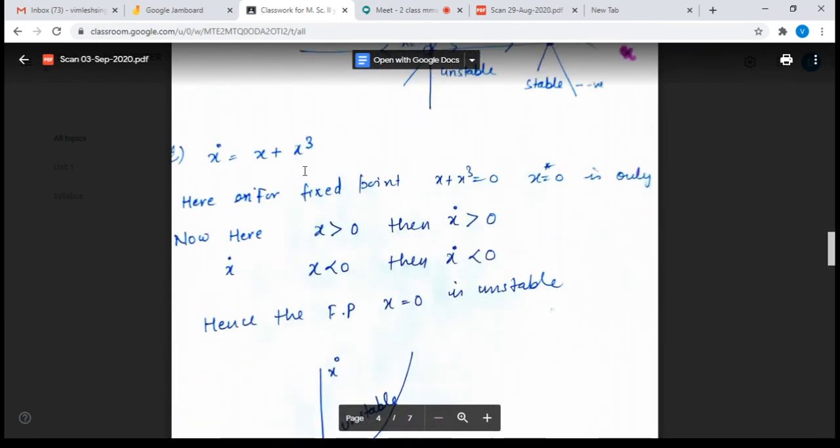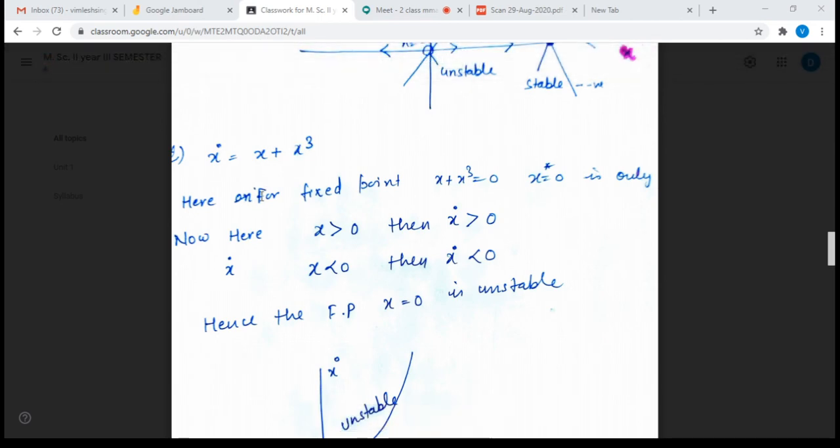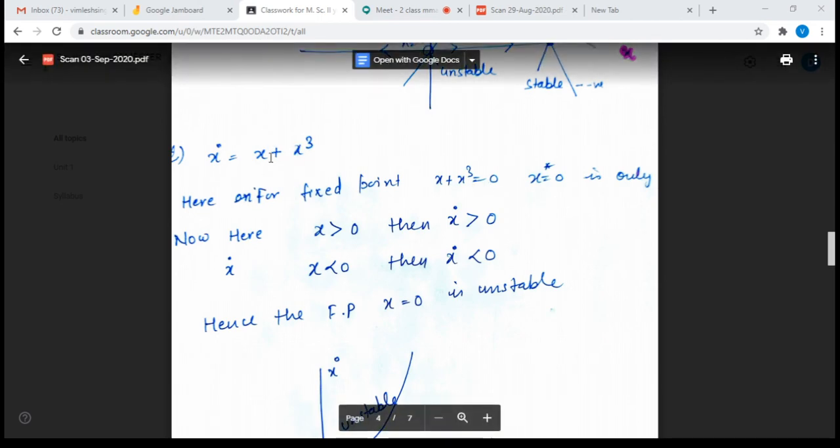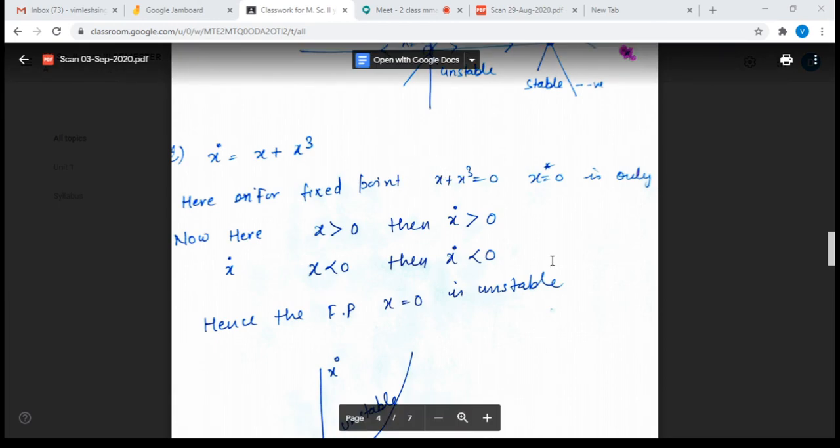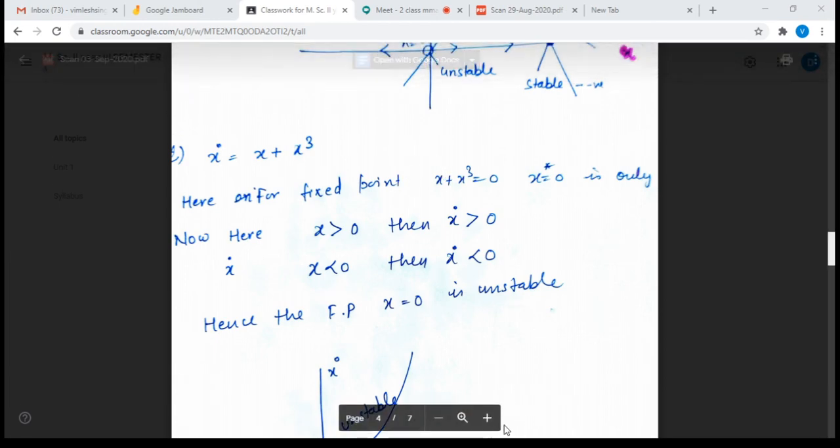Next example is x dot equals x plus x cube. First, to find the fixed point, put x plus x cube equals 0. This gives x equals 0 as the only real fixed point; the other roots are x equals plus or minus i. Here we consider only the real ones, so x asterisk equals 0 is the only fixed point.